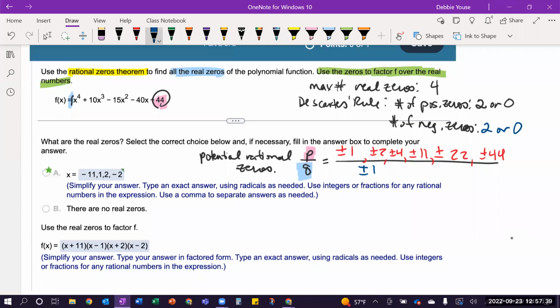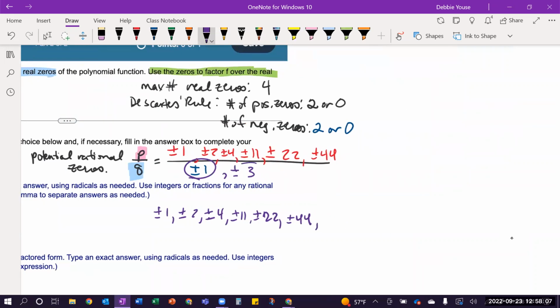So let's say hypothetically that I had another set of factors. Let's say I had plus or minus 3 and plus or minus 1. I would start dividing these. So I'd end up with a whole list that would look like plus or minus 1, plus or minus 2, plus or minus 4, plus or minus 11, plus or minus 22, plus or minus 44, when I divide everything by plus or minus 1. But then in addition to that, I would divide everything by plus or minus 3. So I'd have plus or minus 1/3, plus or minus 2/3, plus or minus 4/3, etc.